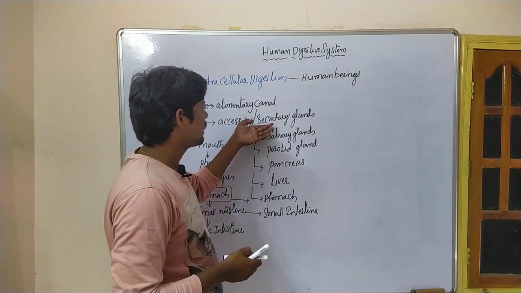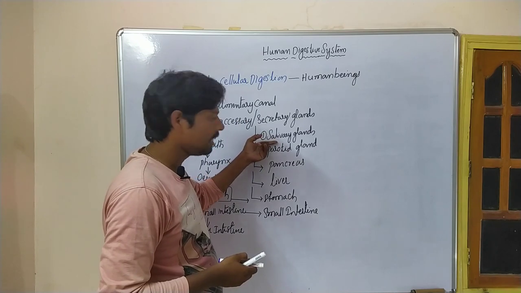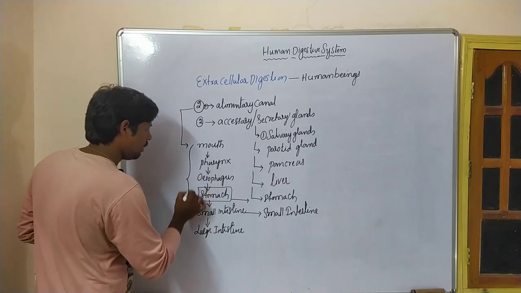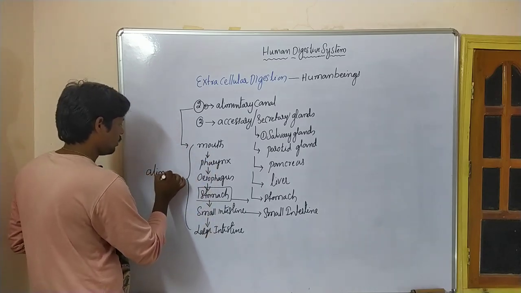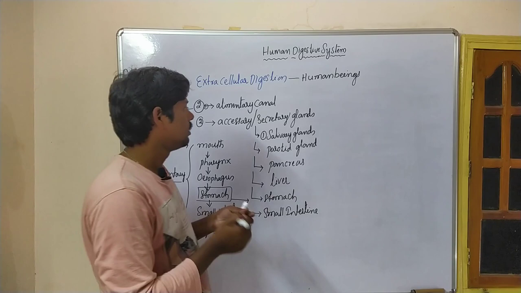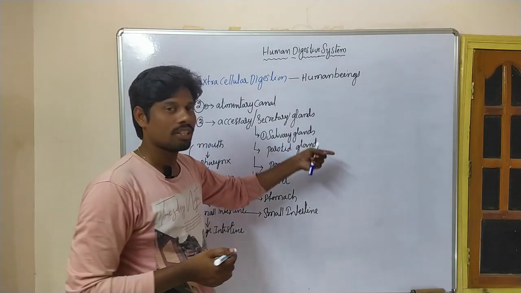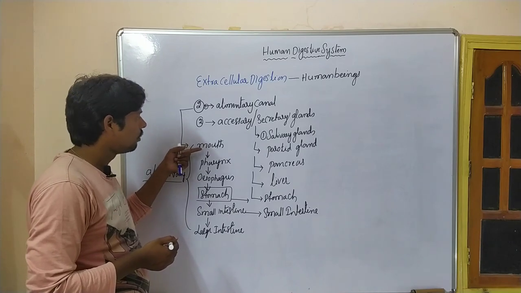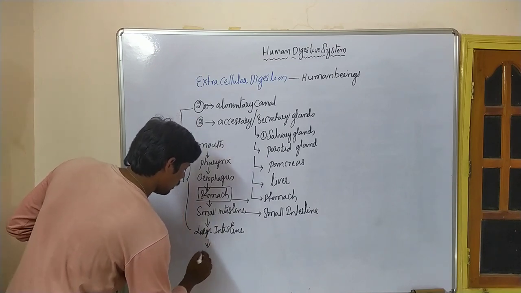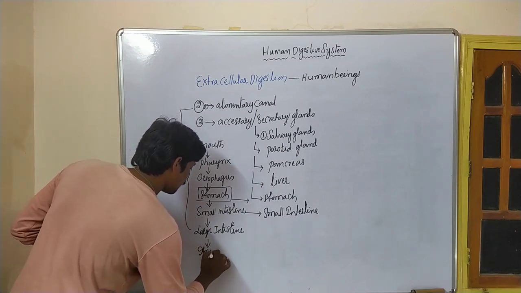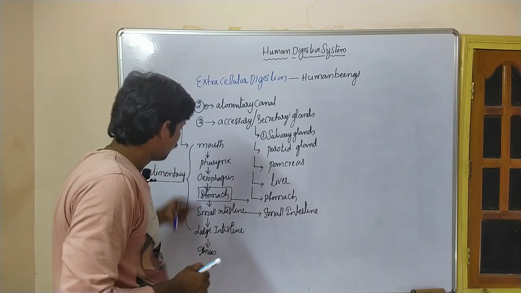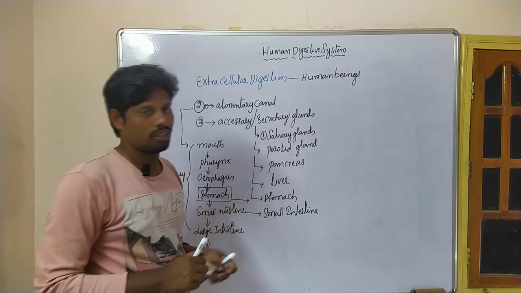We call them secretory glands because they secrete fluids into the elementary canal. Why do they secrete such fluids? Because these fluids are very essential for the digestion of food from the mouth to the large intestine. At the final stage, I didn't mention the anus. So this is the important elementary canal flowchart and accessory glands flowchart.